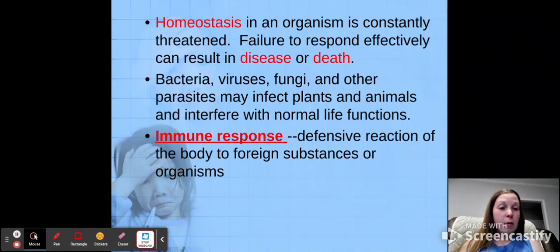So that's what our body is. It's a very, very specifically functioning organism, and very little, teeny tiny little things can make it go completely haywire. And failure to respond effectively can result in disease or death. Bacteria, viruses, fungi, and other parasites may infect plants and animals and interfere with normal life functions. But we have what's called an immune response, which is a defensive reaction of the body to foreign substances or organisms.